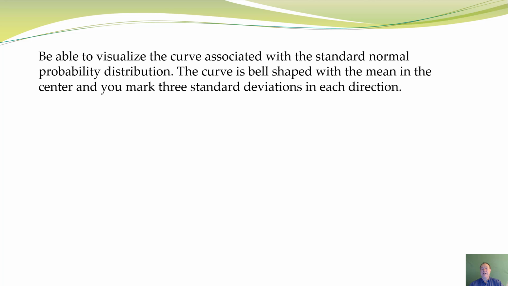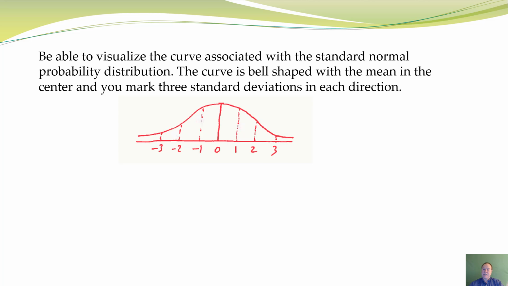Be able to visualize the curve associated with the standard normal probability distribution. The curve is bell-shaped with the mean in the center, and you mark 3 standard deviations in each direction. So in this case, the mean is in the center, which is 0. Since our standard deviation was 1, I go 1, 2, 3 to the right, -1, -2, -3 to the left. So this is the visual for a standard normal probability distribution curve.